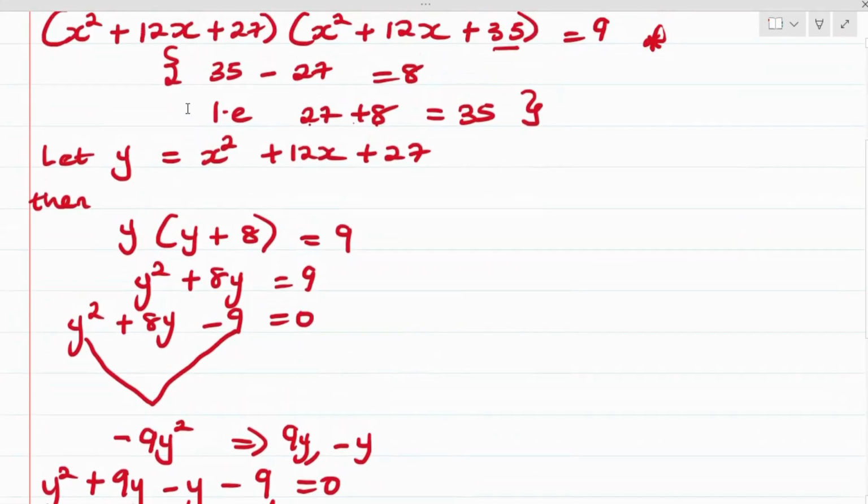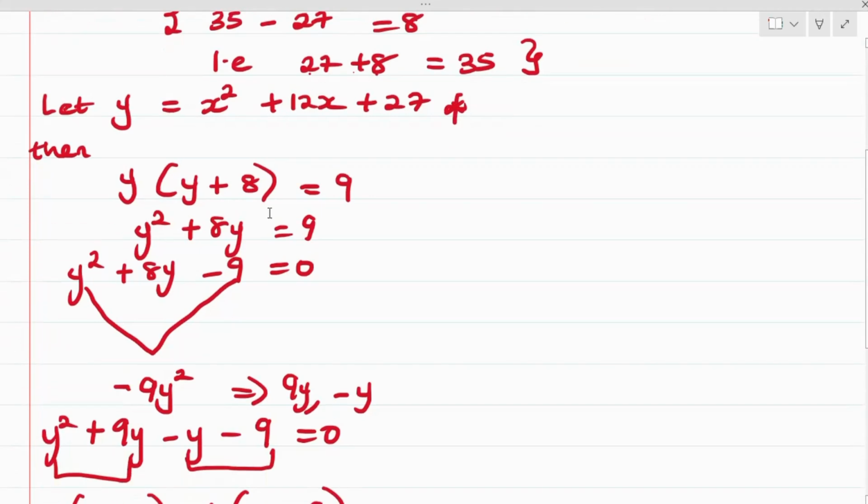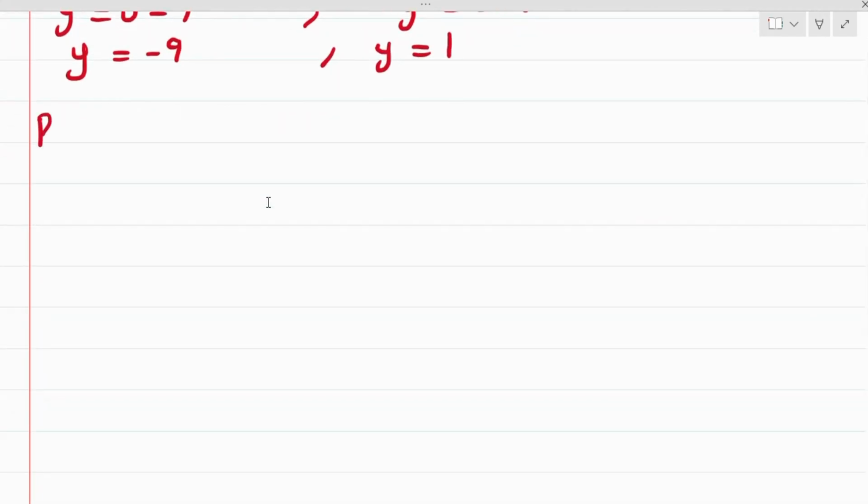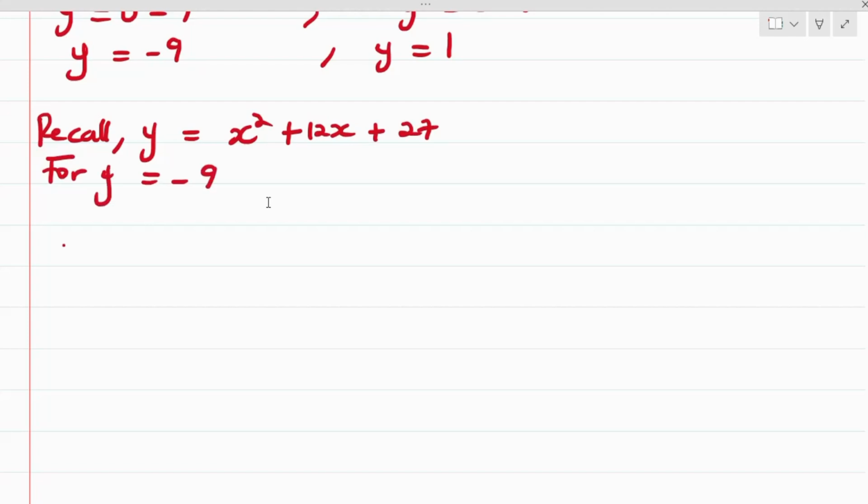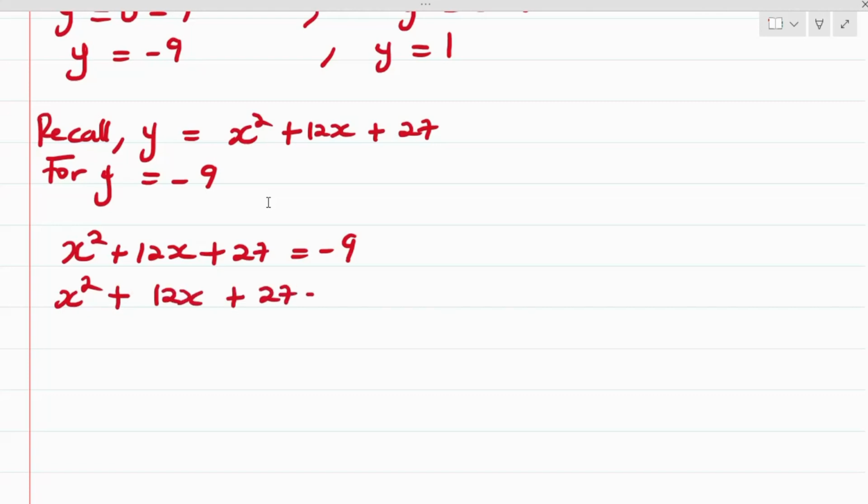Now let's go back right here. As you can see, we said let y be equal to this, right? So at this point, recall that y is equal to x squared plus 12x plus 27. We're going to solve for y equal to negative 9. We have x squared plus 12x plus 27 equal to negative 9. So we have x squared plus 12x plus 27 plus 9 equal to 0. Then x squared plus 12x plus 27 plus 9 gives us 36, and this is equal to 0.